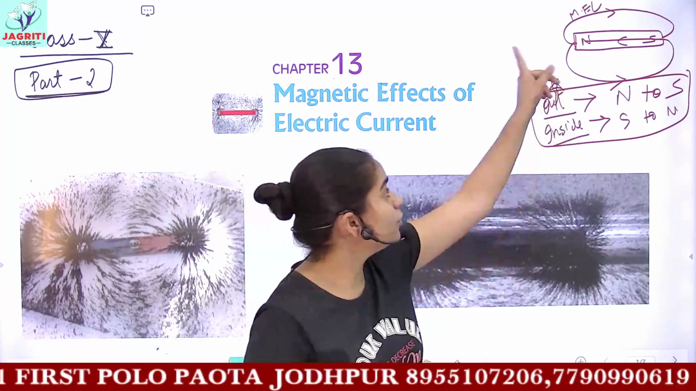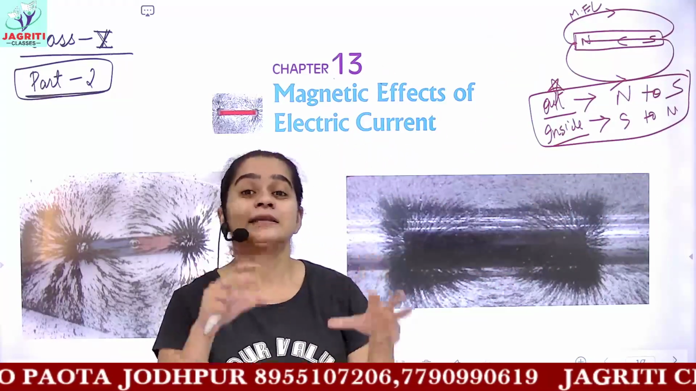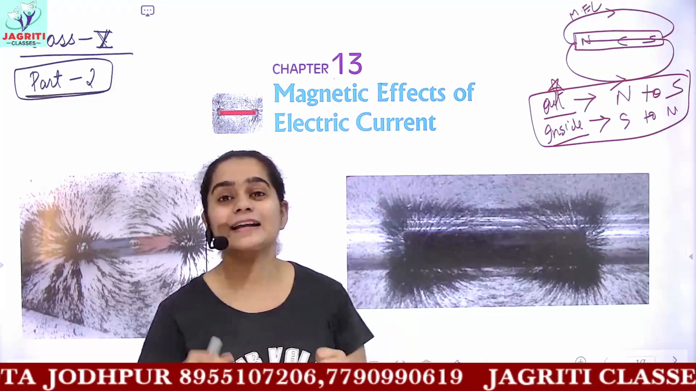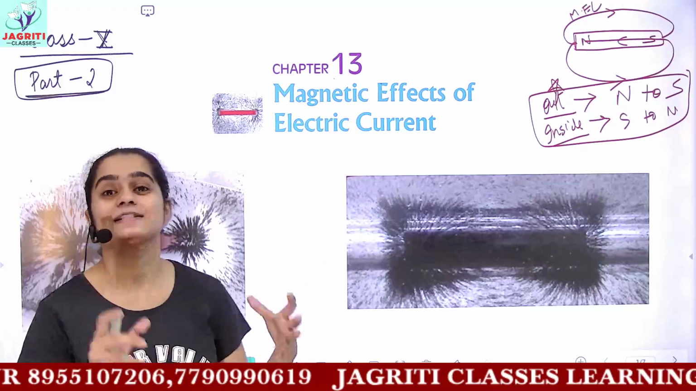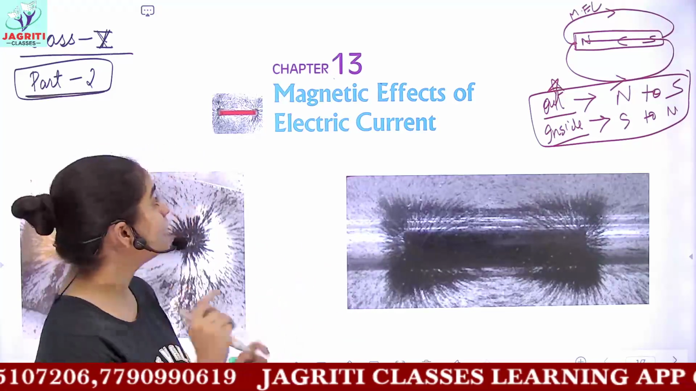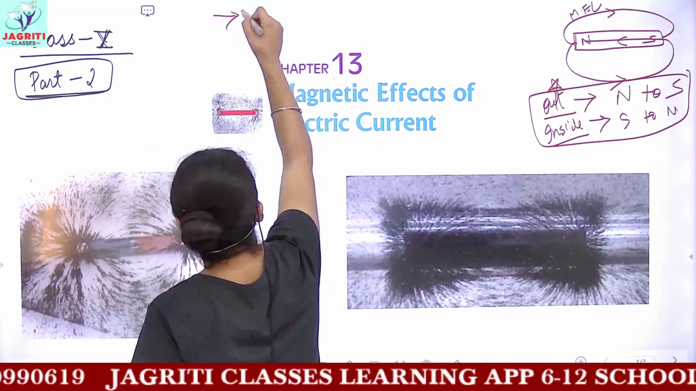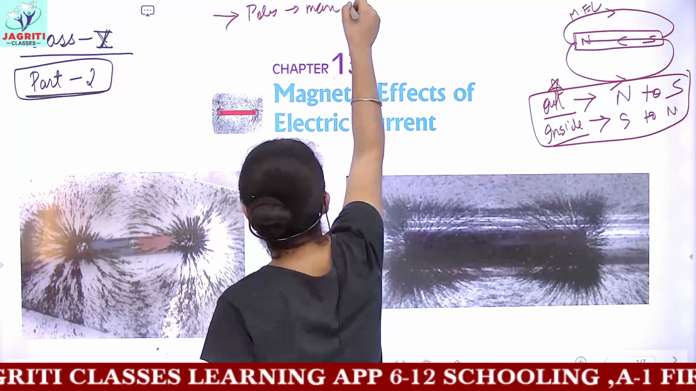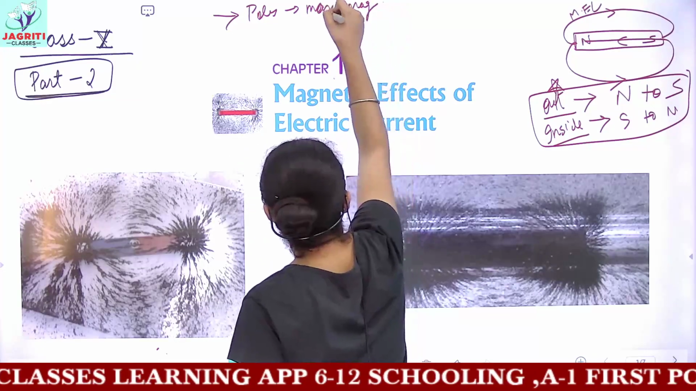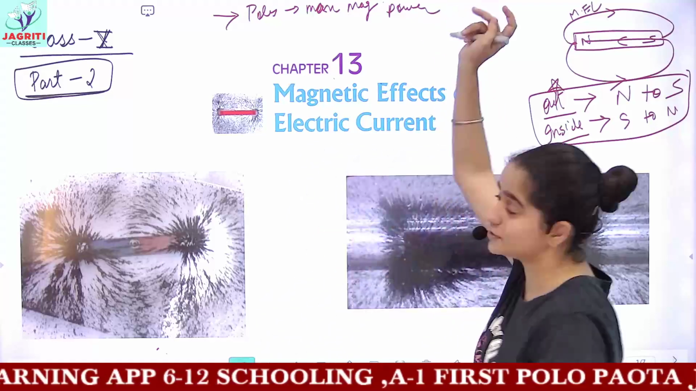Then I also told you that if I draw a large number of magnetic field lines, it means the strength there is very high, and if fewer magnetic field lines are present, it denotes a lesser strength. And I told you one point in the starting itself, that poles have maximum magnetic power compared to the other parts of the magnet.